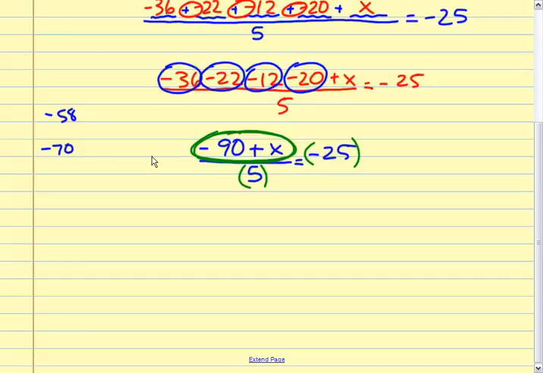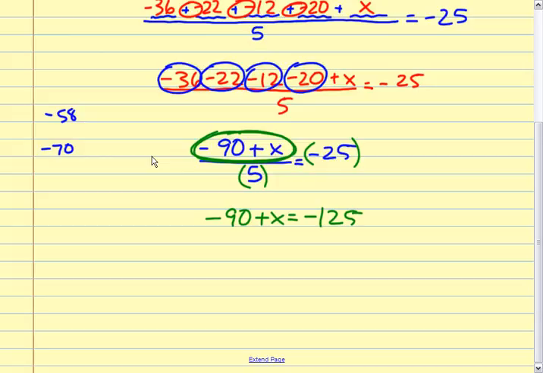No. 5 times negative 25. Elise? So negative 90 plus X needs to equal negative 125. Okay, that's all right. But do you see it now, Evan? Huh. Wait a minute. I need to know what X equals. I need to solve this.